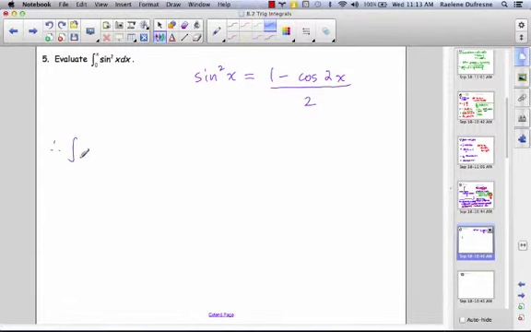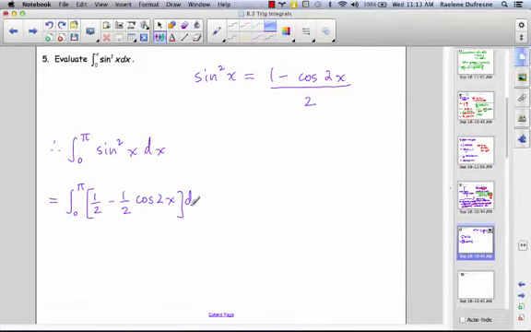So we are going to say that the integral from 0 to pi of sine squared x dx is equal to the integral from 0 to pi of 1/2 minus 1/2 cos 2x dx. And now, without any method of substitution or integration by parts, we have two basic antiderivatives. And so we get 1/2 x minus 1/4 sine of 2x integrated from 0 to pi.